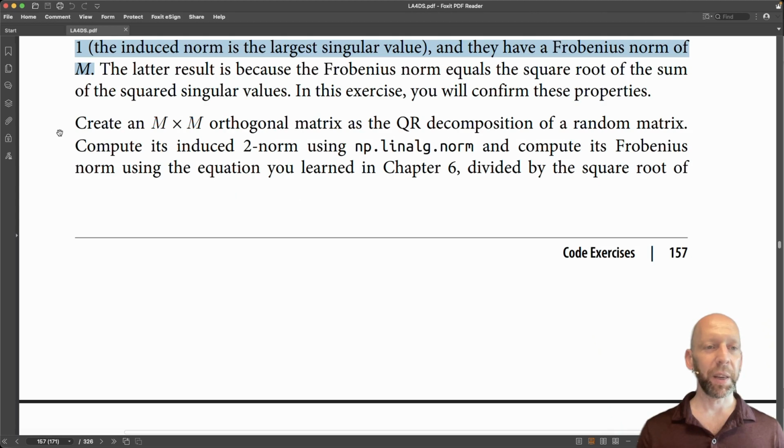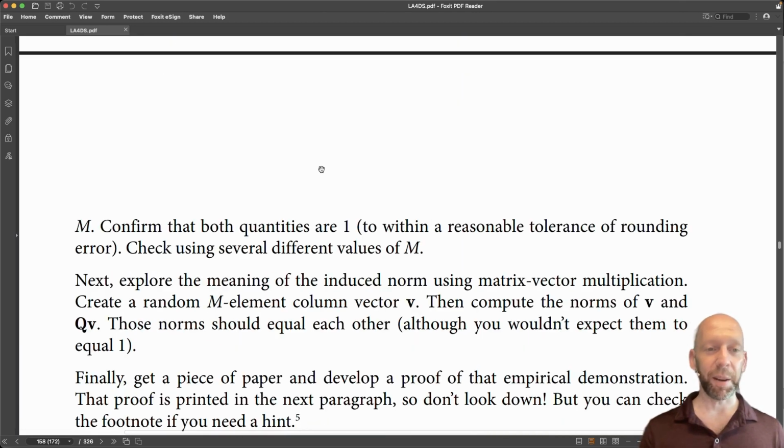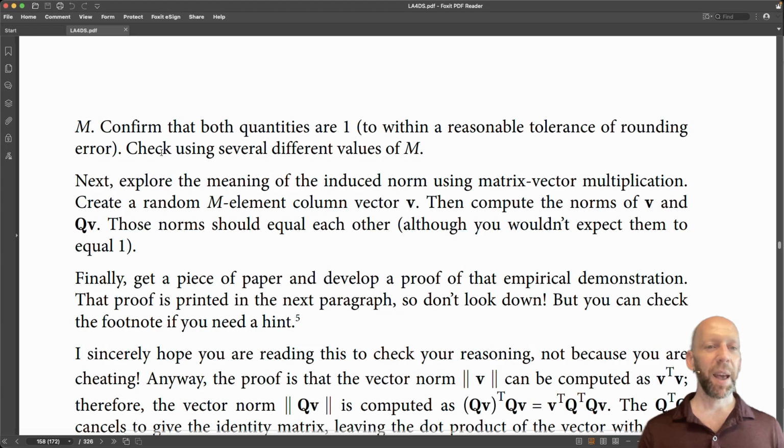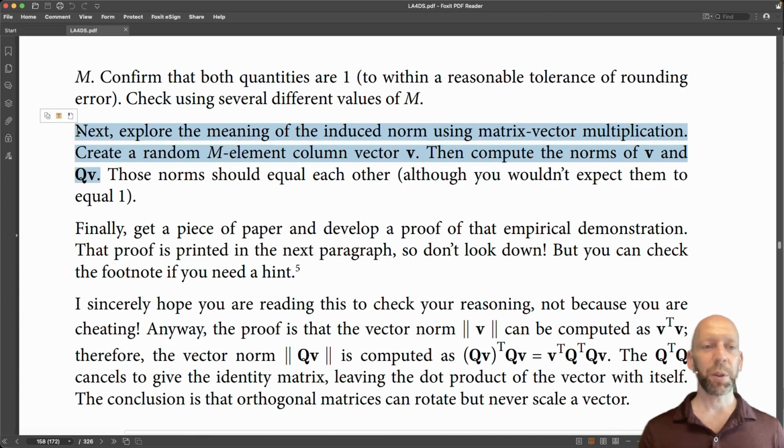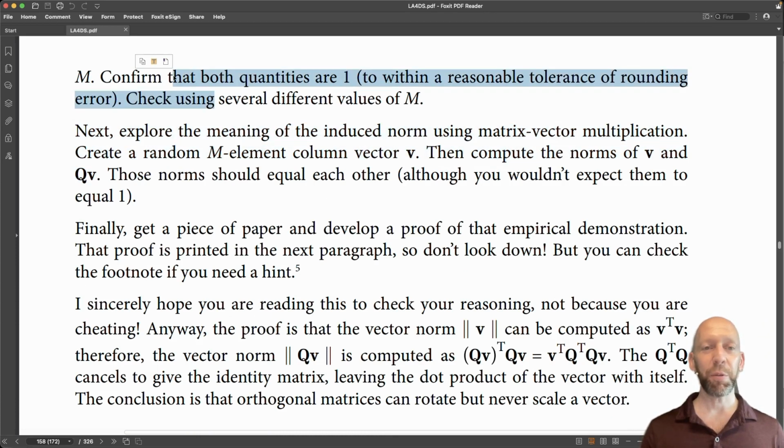Okay, so what you want to do in this exercise is create an M by M orthogonal matrix, compute its 2 norm, and compute its Frobenius norm. And then with the Frobenius norm, you want to divide by the square root of M, so the number of columns, and you want to just confirm that both of these scaled norms are equal to 1. So let's start with the code for that. There's more to this exercise, which is also going to teach you another interesting property of Q matrices. There's even a proof down here, but let's just stick to what I have discussed so far in the code, and then I'll come back to the book here.